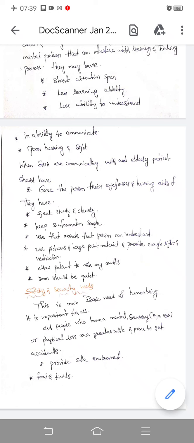So be careful and take care of your elder people, meaning parents, grandparents, and the children around you. Everyone should understand this topic. Okay, thank you everyone.